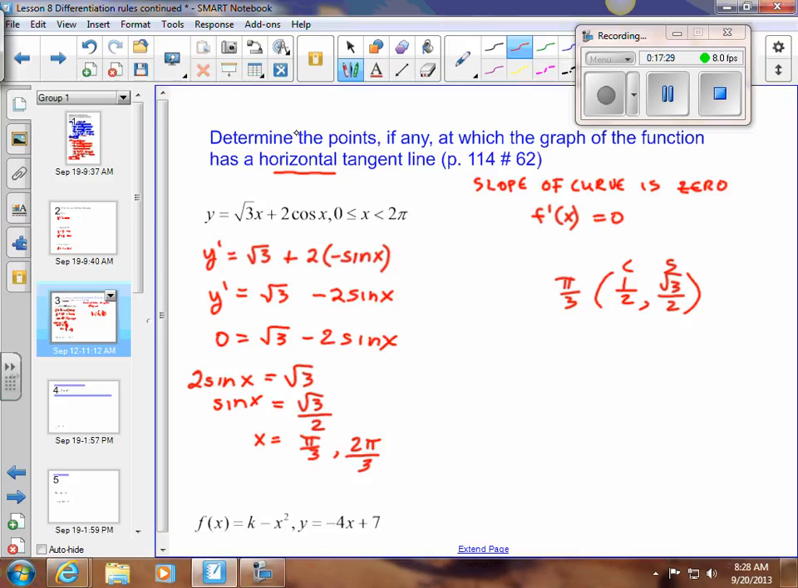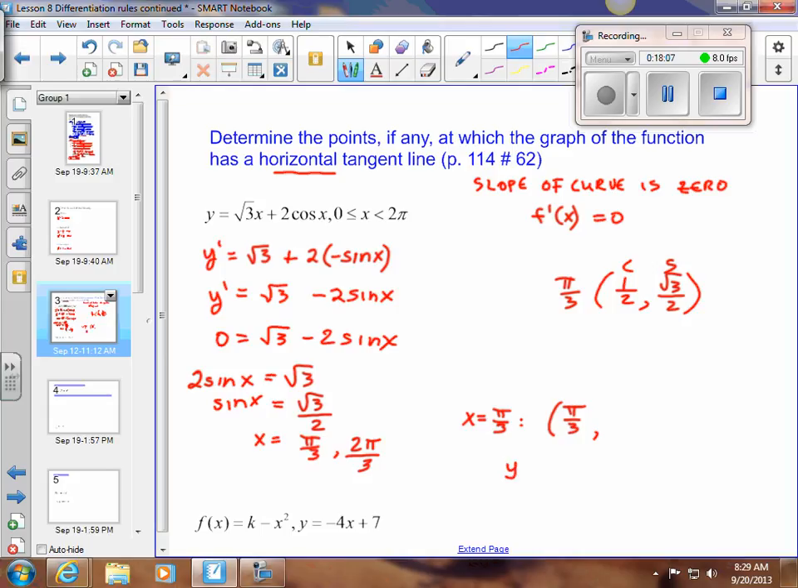So determine the points. Are these points? What is it? How do we represent a point? Ordered pair. So I now know the x coordinates. If x is pi over 3, my point will be pi over 3, comma, whatever I get for y once I put pi over 3 back into the original equation.